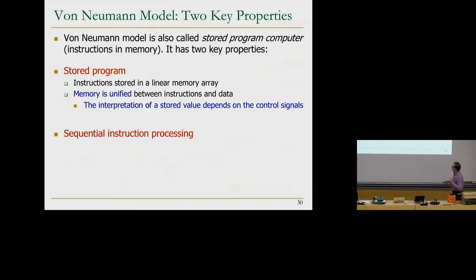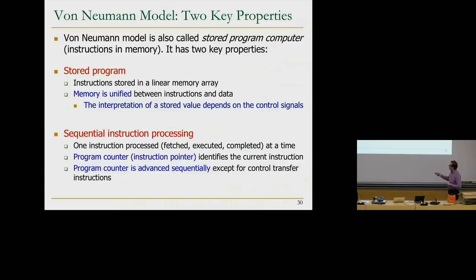Okay, and the second is sequential instruction processing. Basically, one instruction is processed. As we will see later in this lecture, there's an instruction cycle, meaning what happens to process an instruction. It's fetched, executed, and completed at a time. So your program counter points to one instruction, the machine fetches that instruction to the instruction register, figures out what it needs to do, it executes the instruction, finishes the instruction, updates the memory or registers, depending on what the instruction specifies, and then goes to the next instruction.